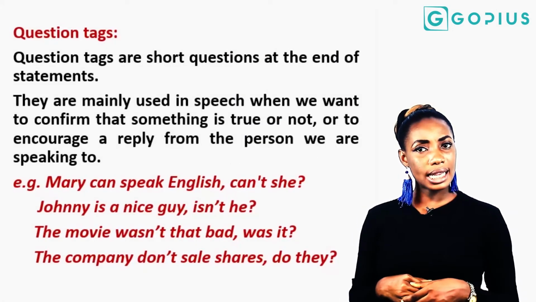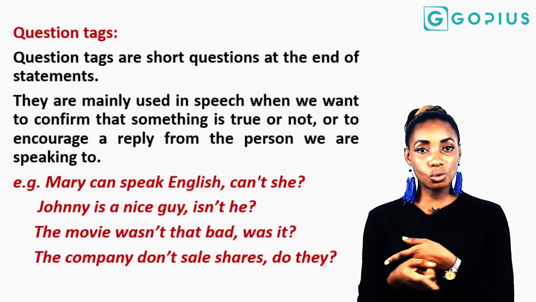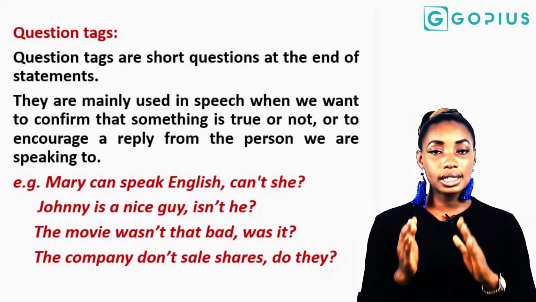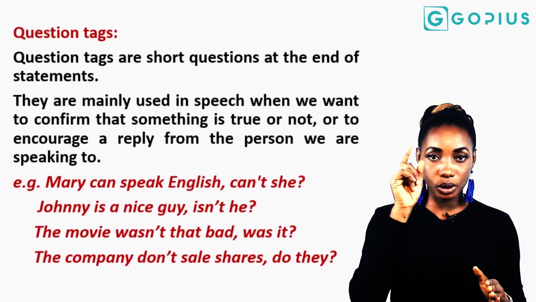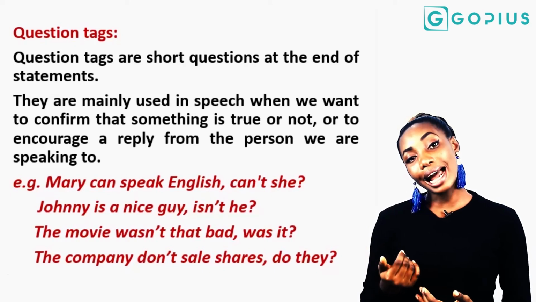The movie wasn't that bad, was it? Now we have a switch. Wasn't in the main sentence is negative. We have the apostrophe t, negative. For the question tag, it had to turn positive. So, don't forget, whatever you have in your main statement, you have to have the opposite in your question tag. The movie wasn't that bad. Wasn't is negative, then the question tag was it. Now we can see that it has replaced the movie in the question tag. Instead for us to say the movie wasn't that bad, was the movie? No. We had to use it to replace the movie. That's the work of a pronoun, and that's how you should always do it in the question tag.